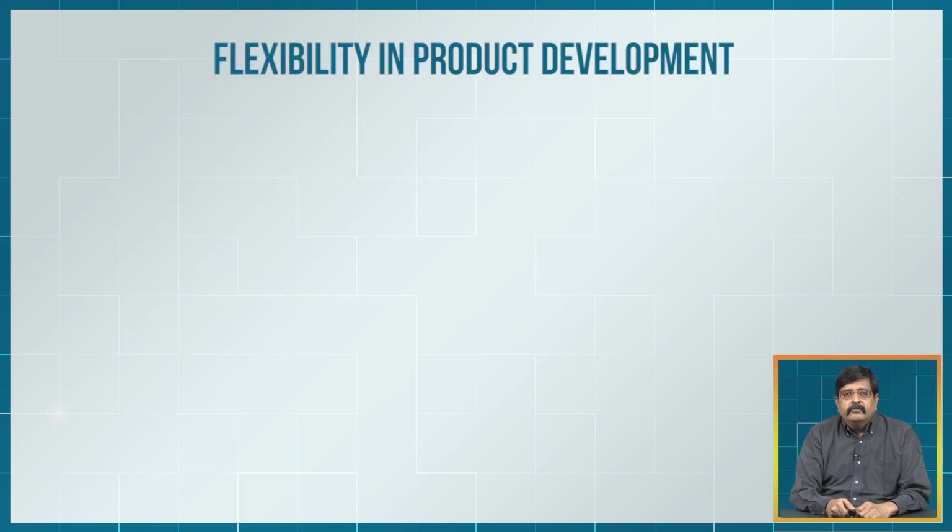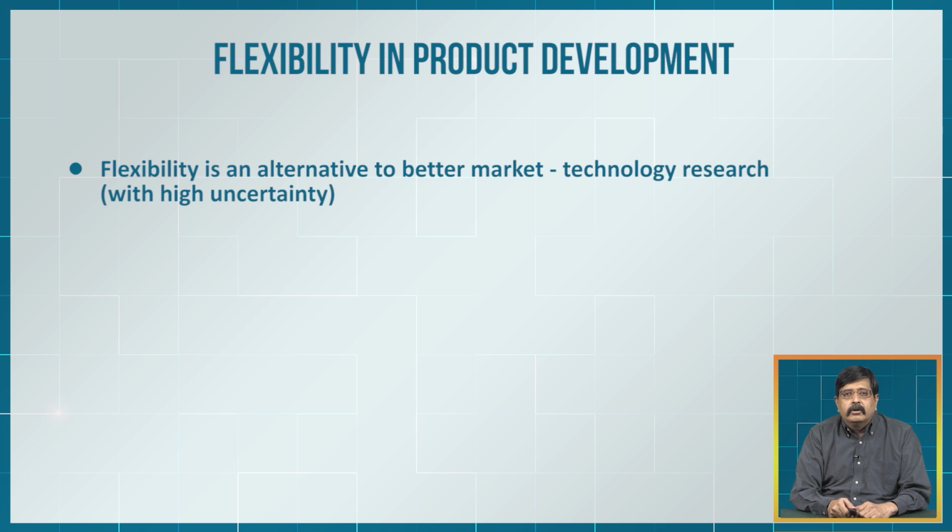There is also a need for flexibility in the product development process, and flexibility is an important alternative to better market and technology research given high uncertainty. So if the market is very uncertain, you may want to make some late design changes, but late design changes may be very expensive. So if you can include some flexibility in the whole process, you may be able to make late design changes without incurring too much cost. So flexibility entails both benefits and costs.